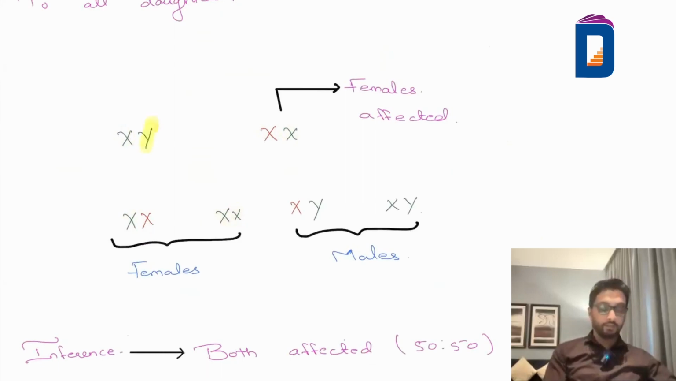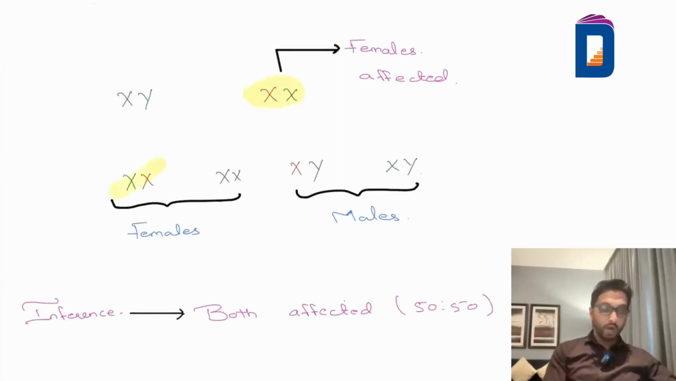Now the father is giving Y with this X. Now the mother is having the disease, so the male child is having the disease. The next is the Y, which is diseased, with the normal X of the mother. This is why we said that females will transmit to half the offspring. Father will transmit to all daughters, and females to half daughters and half sons.